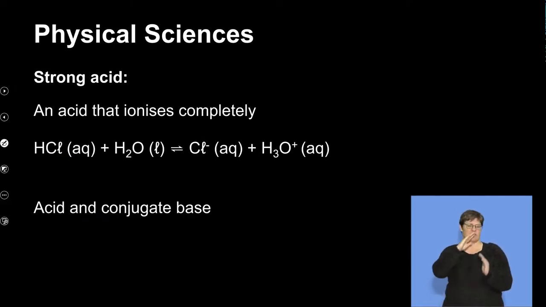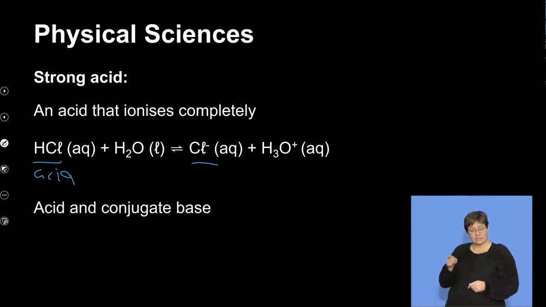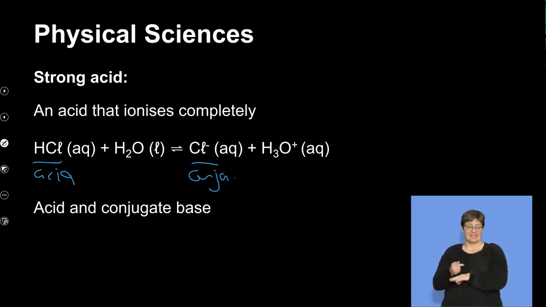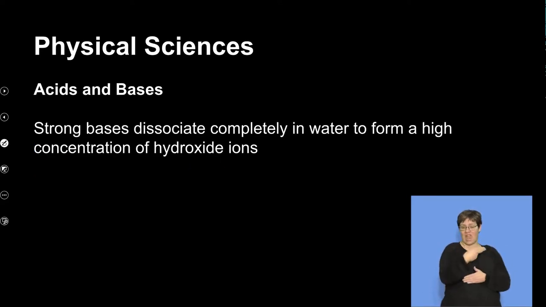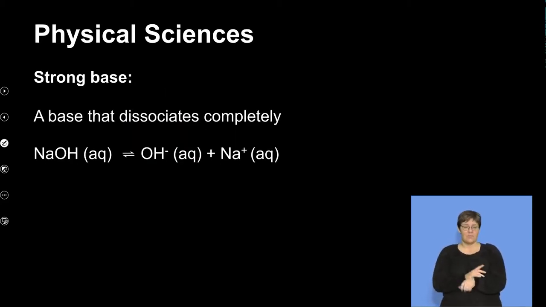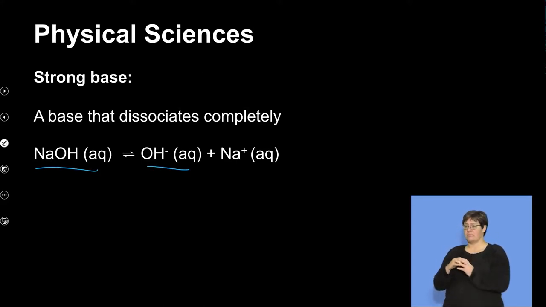So the acid ionizes completely, and in this case, as I said to you, we're going to see that this is the acid, and that is the conjugate base. Notice that they differ only by the hydrogen ion. Now, for a base, the strong base dissociates completely, and we recognize something like sodium hydroxide forms hydroxide ions and sodium ions like that.